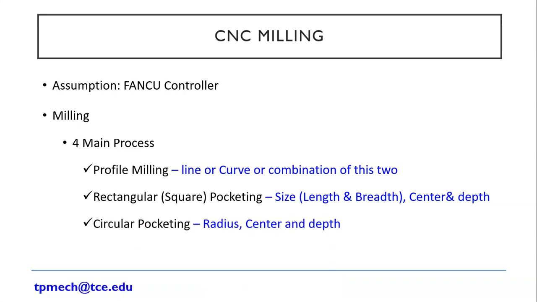Similarly, we have a circular pocket. We need a radius, center, and depth. So we need four data to create a circular pocket. The last one is drilling, which needs center and depth. So we are going to discuss these four processes: profile milling, rectangular and circular pocketing, and drilling. The blue wording indicates that it is data, right?